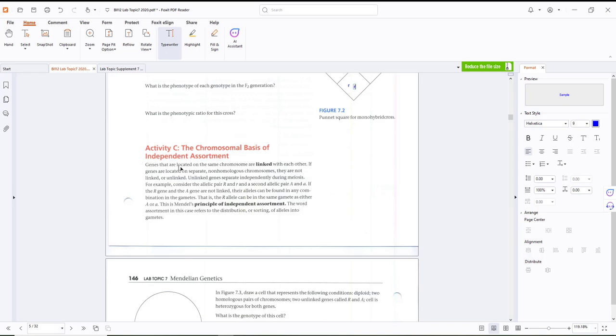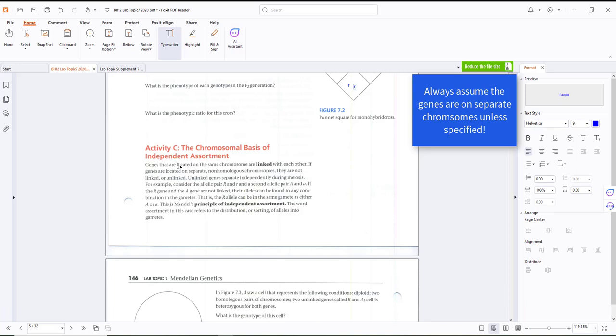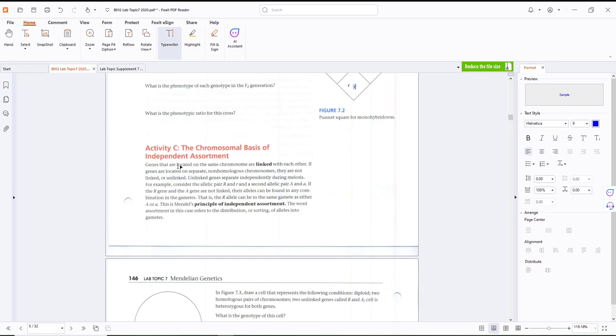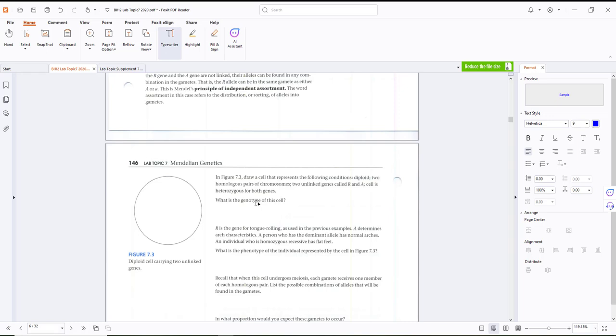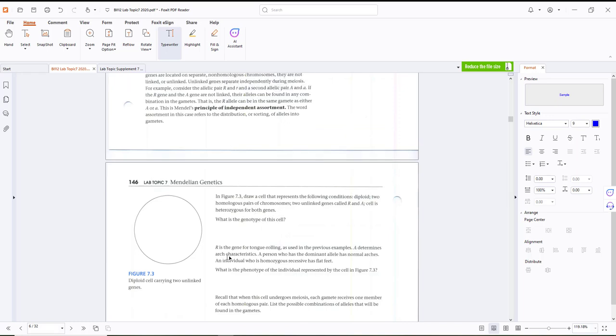In activity C, it's showing that most of the time we just assume that the genes are on separate chromosomes, so they are not linked. Occasionally we'll come across genes that are on the same chromosome. That means that they are linked, okay? But if it doesn't say that in the problem, just assume that they are unlinked. For example, here it says two unlinked genes are called R and A. The cell is heterozygous for both.